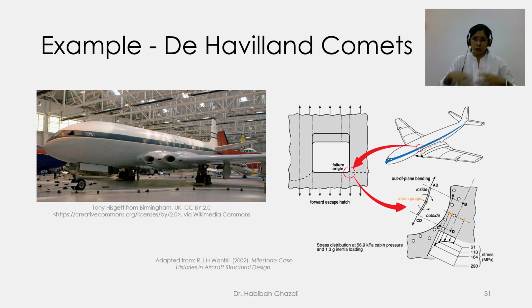We know that when a dimension is square, stress will be concentrated at that point. Over time, the crack formed at that corner of the square window grew. Every time it takes flight, it will pressurize and depressurize, pressurize and depressurize. So this is cyclic loading. Over time, the crack grew and reached a critical size, and once it reached its critical size, it propagated catastrophically, causing the breakup of the aircraft in mid-flight.